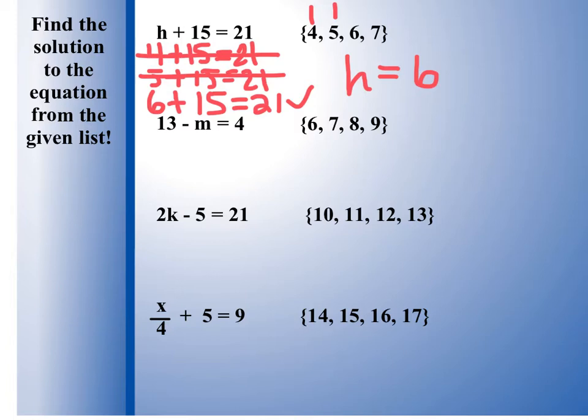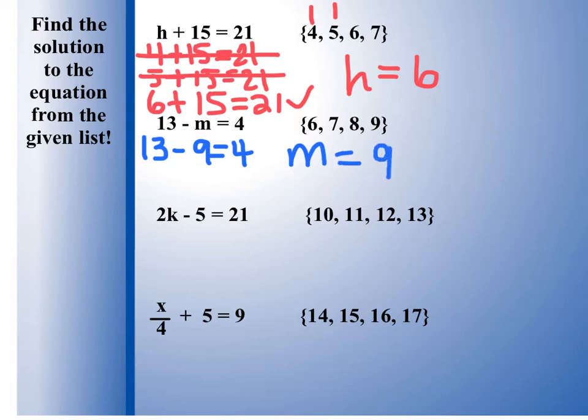Okay, let's go ahead and see how you did. So for the next problem here, we have 13 minus what is equal to 4? And the answer would be 9. 13 minus 9 equals 4. So M equals 9.